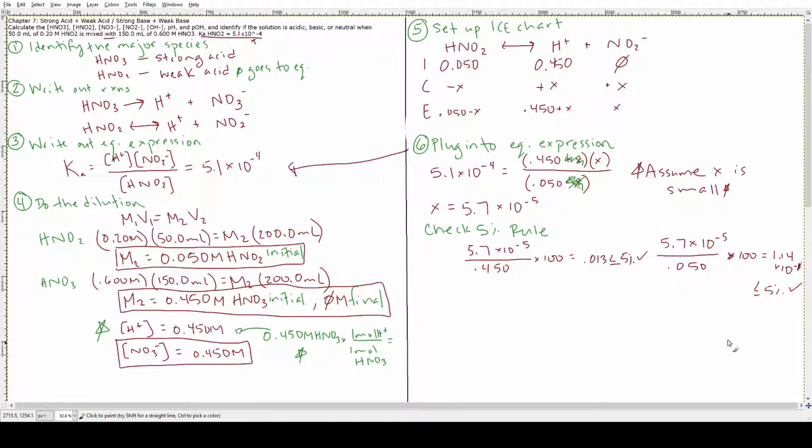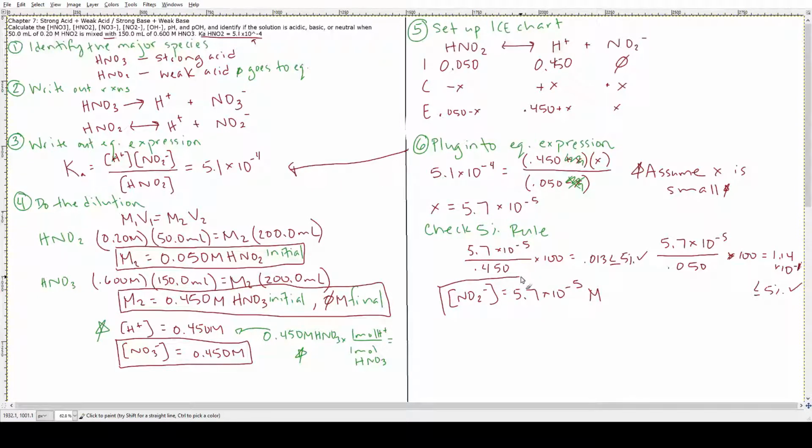Times 10 to the negative 1, still less than 5%, so we're still good. Cool. All right, so now that I have that, I can actually use my x to figure out different concentrations. So I know that the concentration of my nitrite is just equal to x. So that'll be 5.7 times 10 to the negative 5.